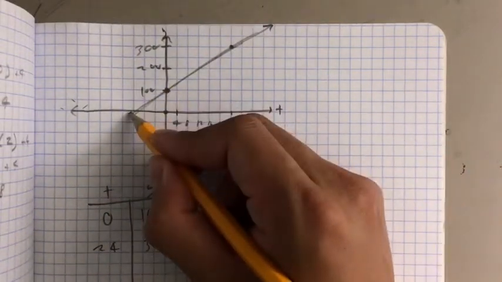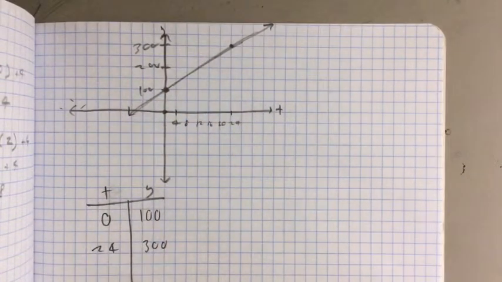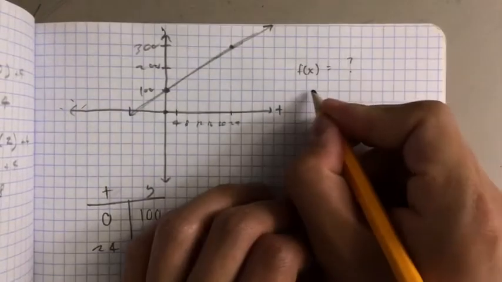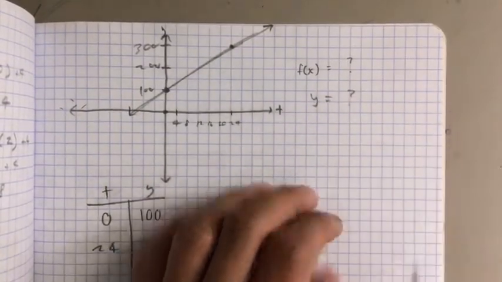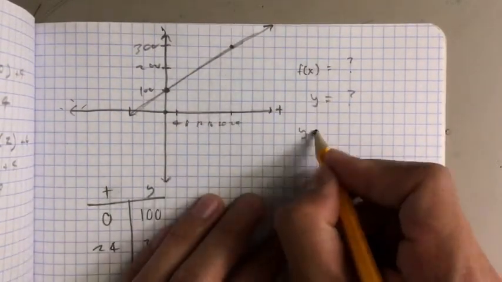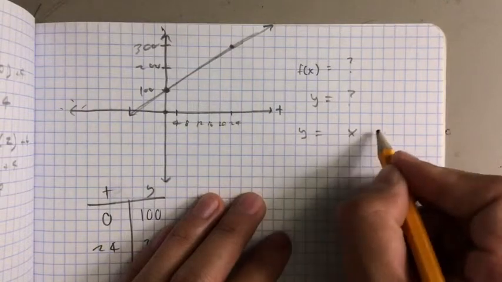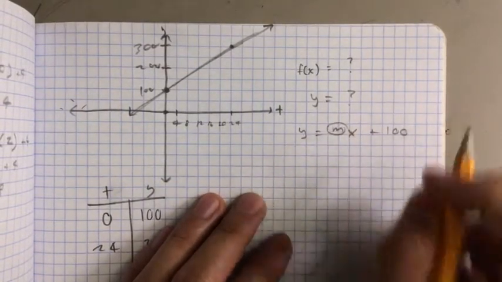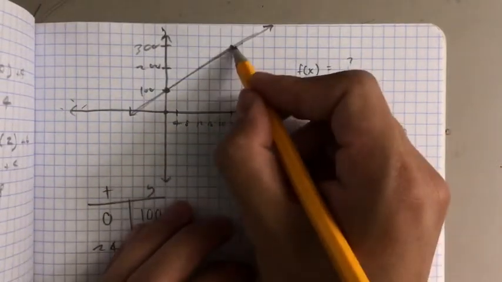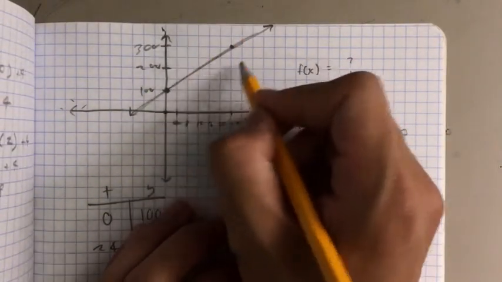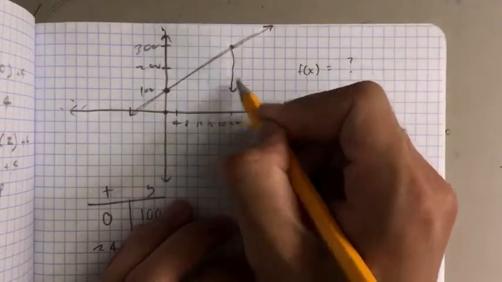How do we represent this as a function? F of x, or just y. Well, we know our y-intercept, it's 100. So we can say y equals something x plus 100. And what's the slope of this line? What's the m? Well, what's the difference in the y's? 300 minus 100, the difference is 200.